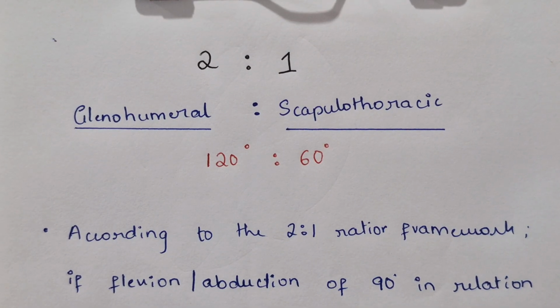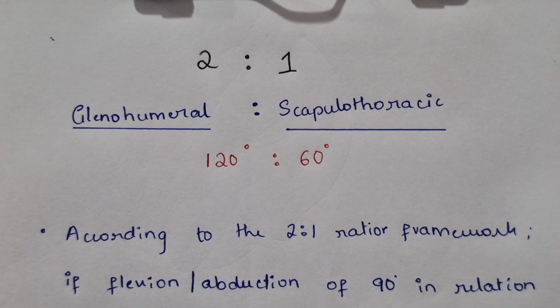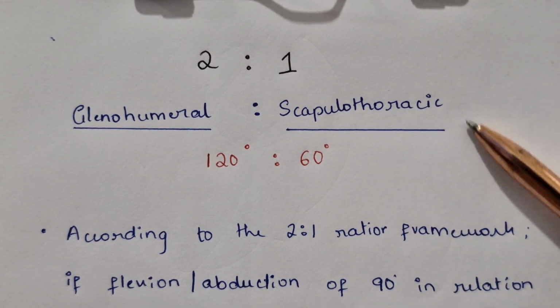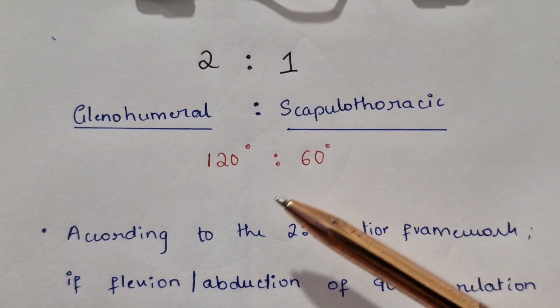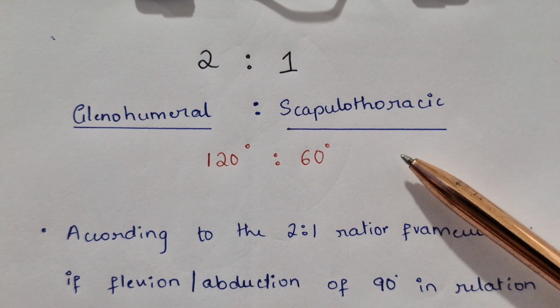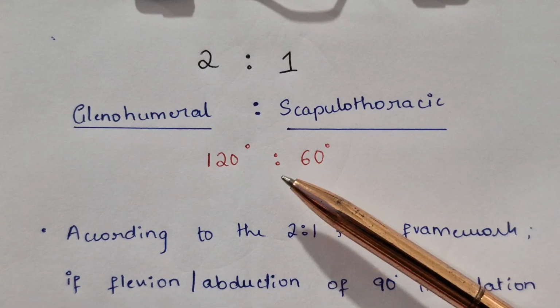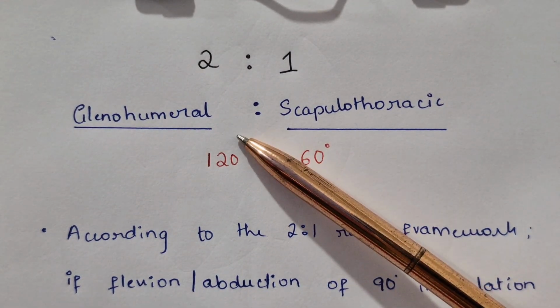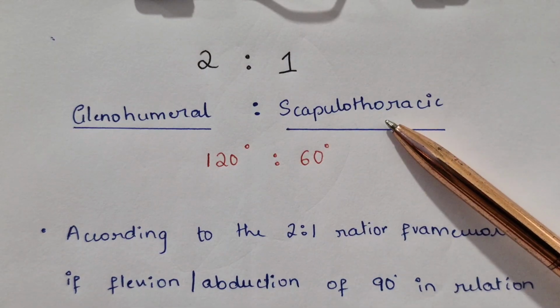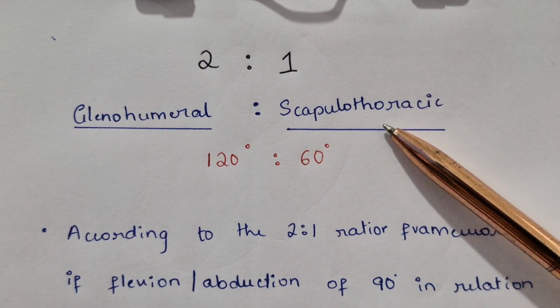Now let's understand this ratio of 2 is to 1. It means that glenohumeral is to scapulothoracic motion is 2 is to 1. So in order to complete 180 degrees of motion at the shoulder joint, 120 degrees occurs at the glenohumeral joint and 60 degrees occurs at the scapulothoracic joint.